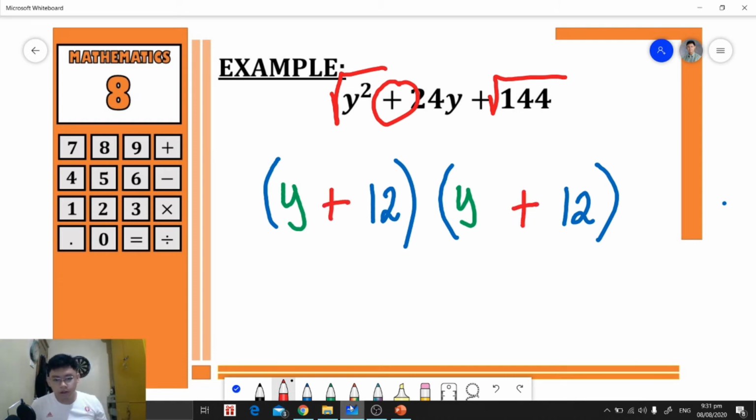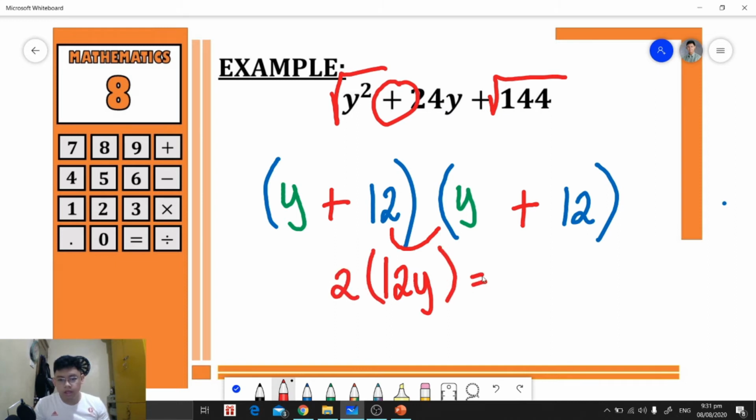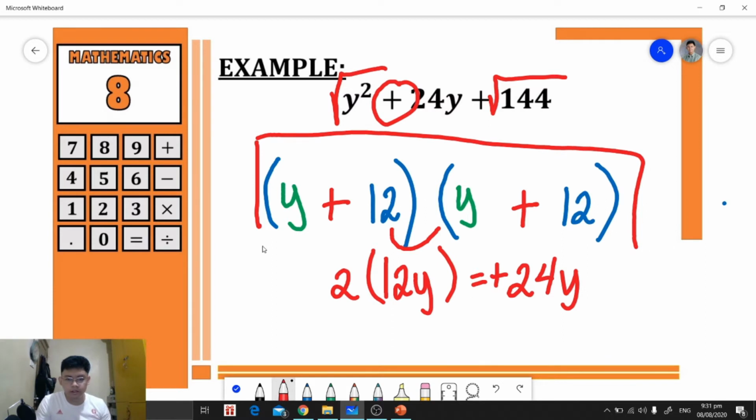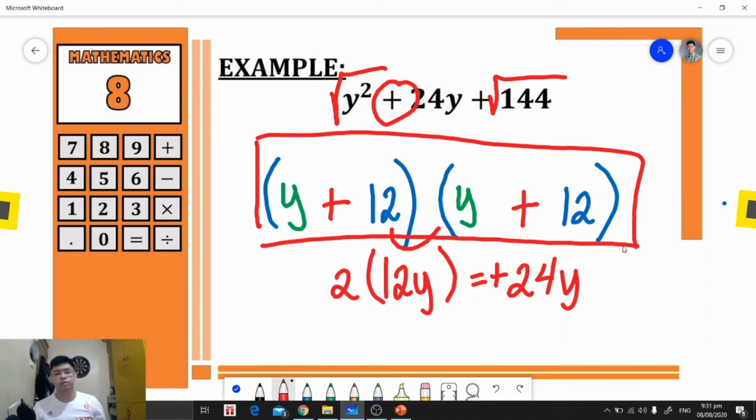If we want to check if our answer is correct, we must multiply the square root of the first term and the square root of the last term, 12y, and then multiply it by 2. It should be equal to the middle term, 24y, or positive 24y. Therefore, we can now say that this will be our final answer.